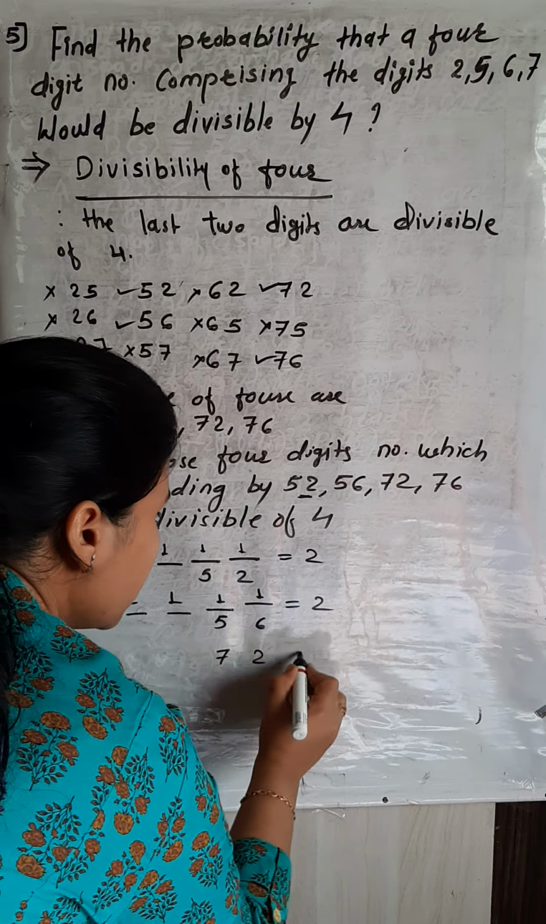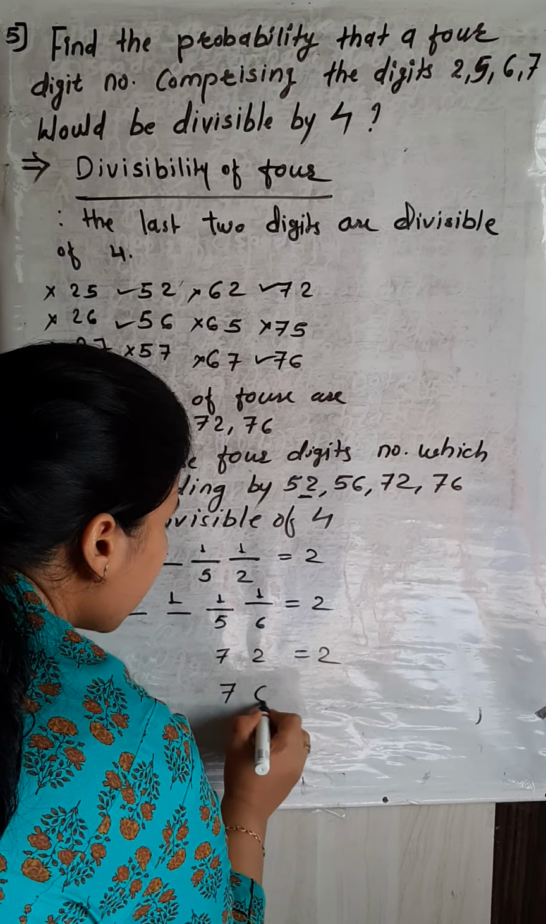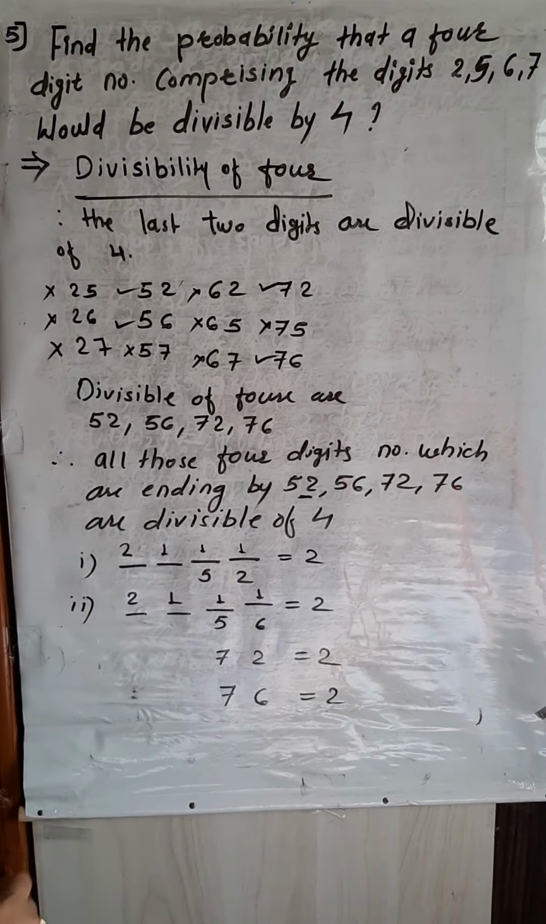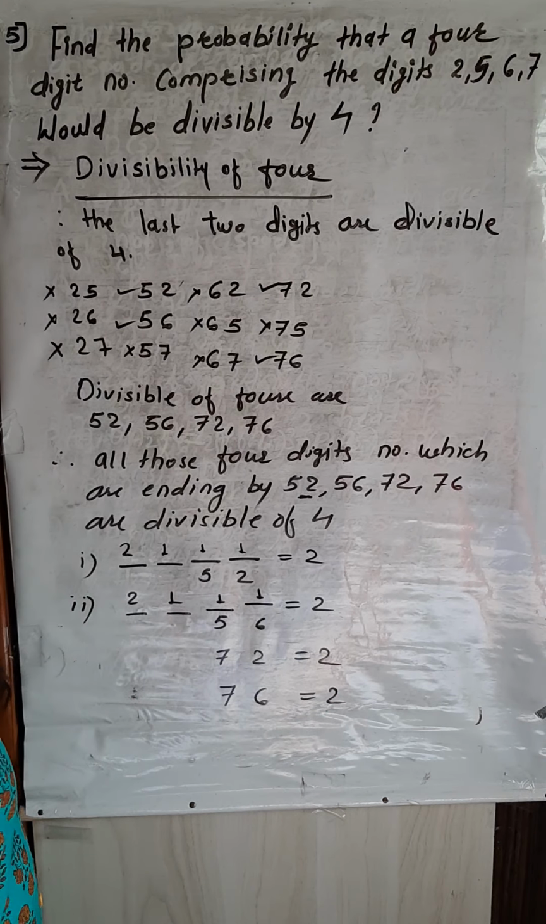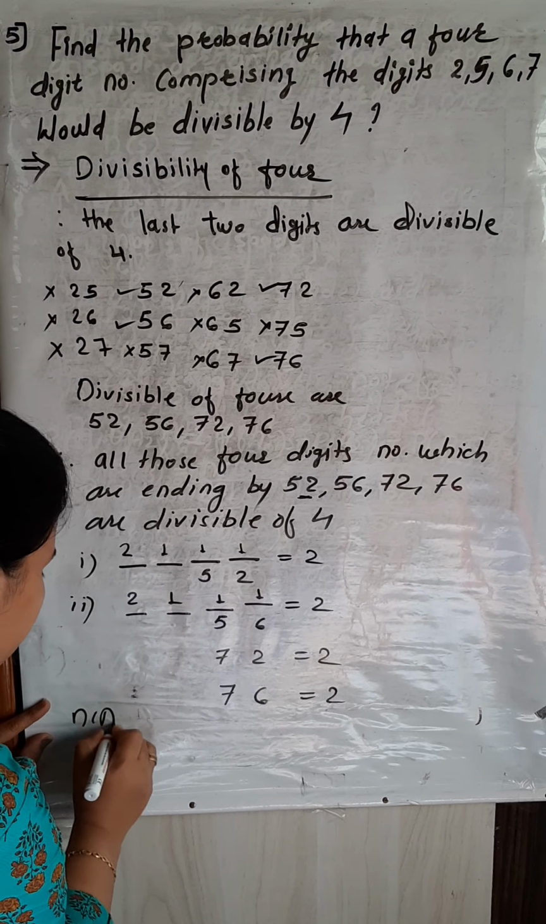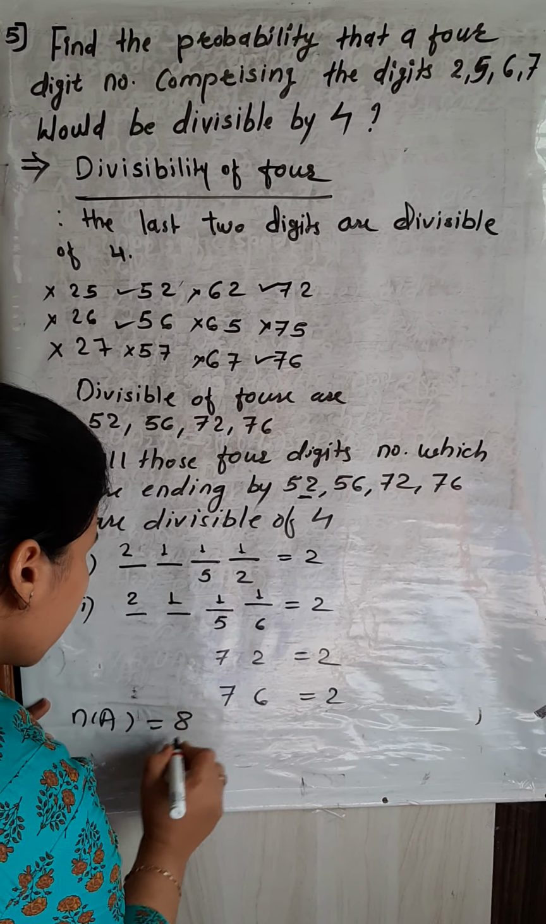Similarly for 72 also we will get 2 choices, and for 76 also we will get 2 choices. So the total number of choices is 2 plus 2 plus 2, that is 8 choices. This is the favorable n of A, which are divisible by 5, that is 8.